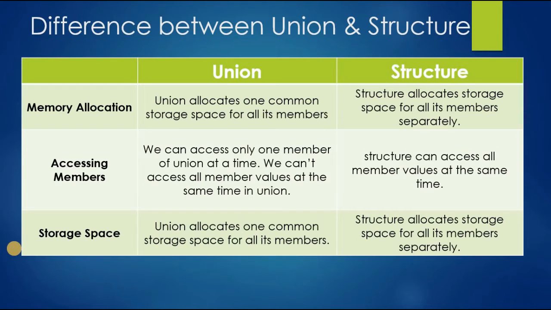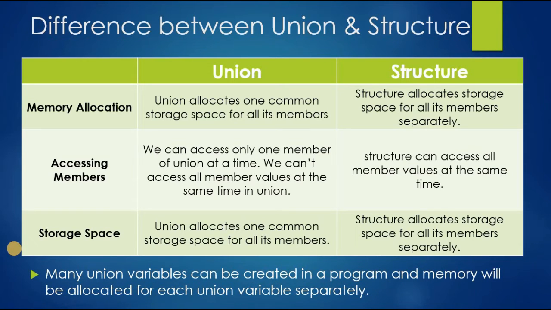The next point is storage space. A union allocates a common storage space for all its members, whereas a structure allocates different storage space for all its members. It means a structure has a separate storage space for every member. This is the difference between a union and a structure. Many union variables can be created in a program, and memory will be allocated for each union variable separately.